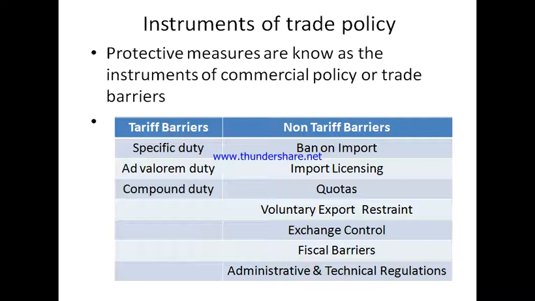Okay, means what are you doing? You are not refusing, you are not doing anything, but you are making a procedure very complicated and very delayed, that discourages the importer from importing.